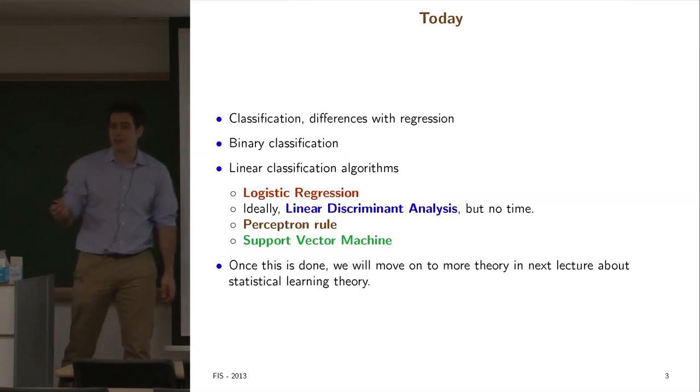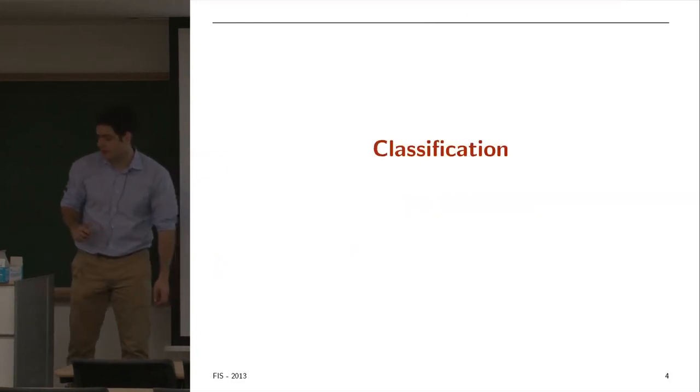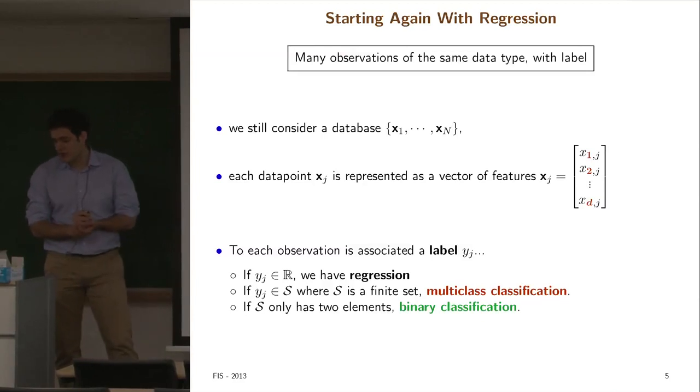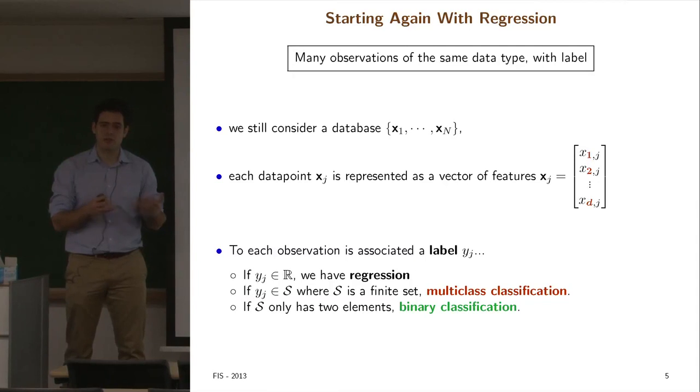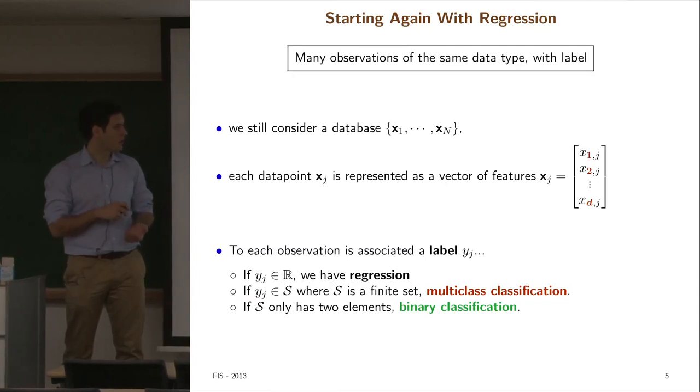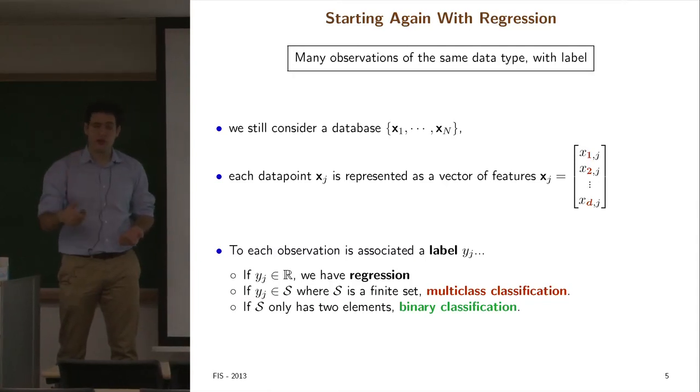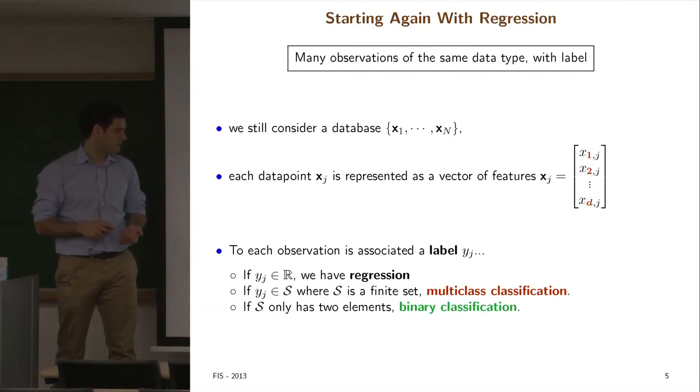And then from the next lecture, we will talk about statistical learning theory. I will explain what this is. So let's start with classification. The setting is exactly the same when it comes to observations. We will assume that we have vectors of real values, and each data point represents a set of features.